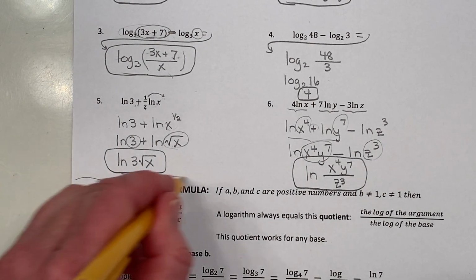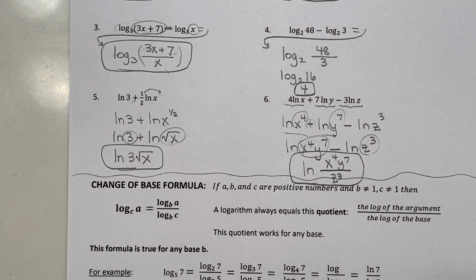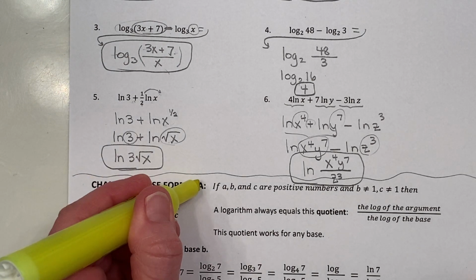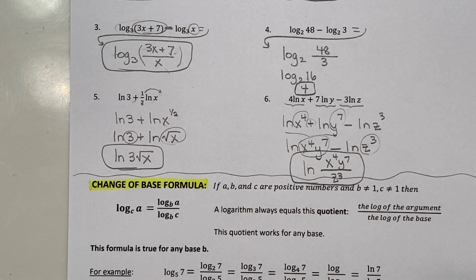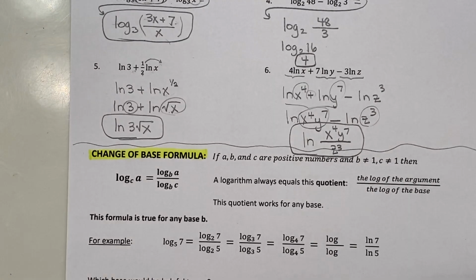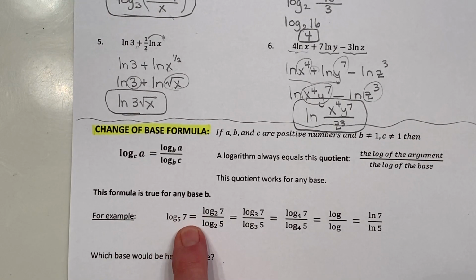All right, for this last objective, we're going to switch out of expanding and condensing logs using the properties. We're going to go to what's called a change of base formula. And this formula is going to help us find the values for logs that we can't do by hand, so to speak.